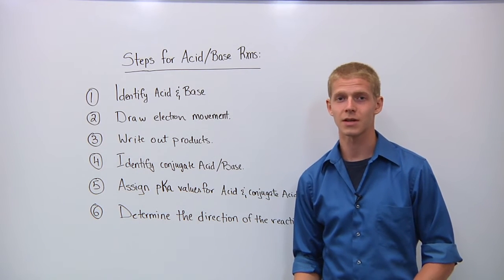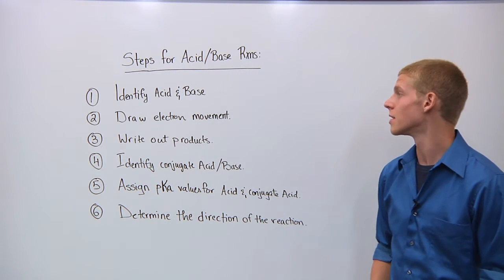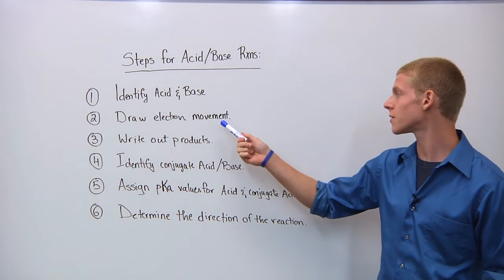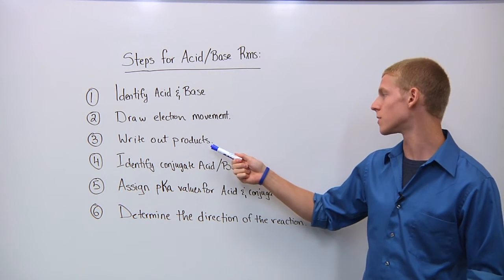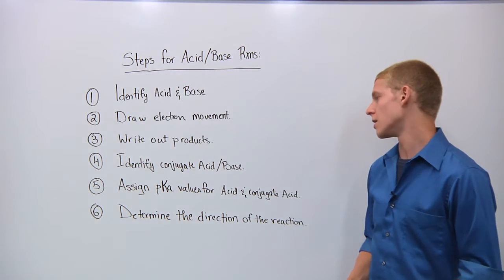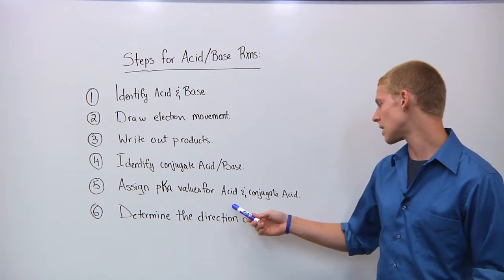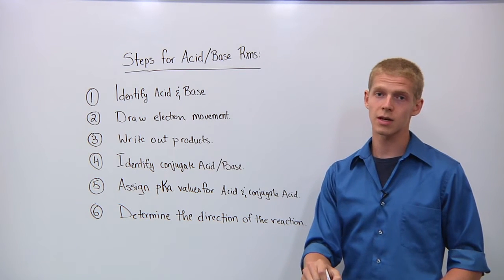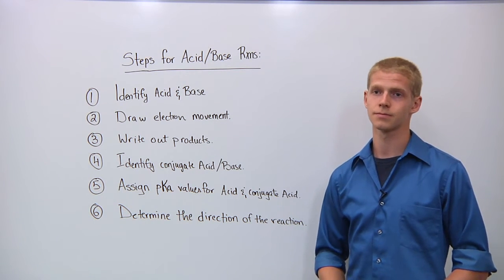When doing an acid and base reaction, there's 6 steps that we need to follow. First step is to identify the acid and the base. Then we want to draw out the electron movement, and then with this we can write out the products. After we have the products, we need to identify the conjugate acid and the conjugate base, and then we need to assign the pKa values for the acid and the conjugate acid. Once we have this, we can determine the direction of the reaction. We need to go from a lower pKa value to a higher pKa value.